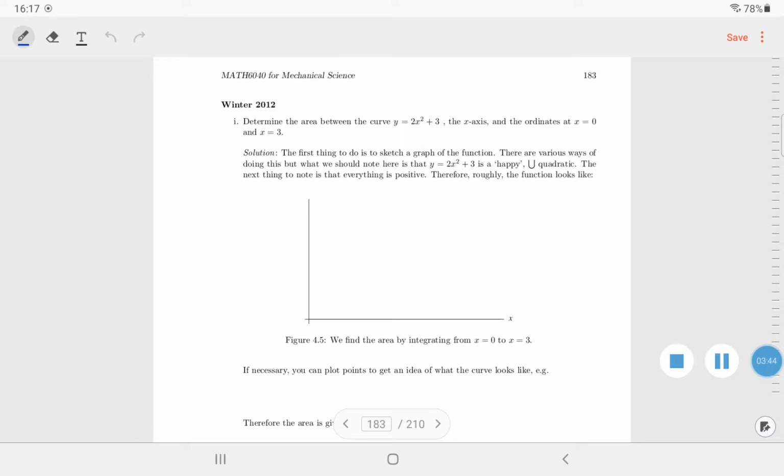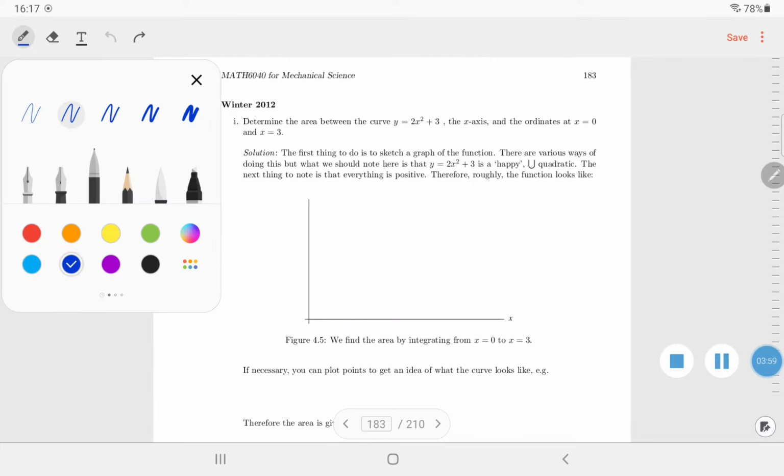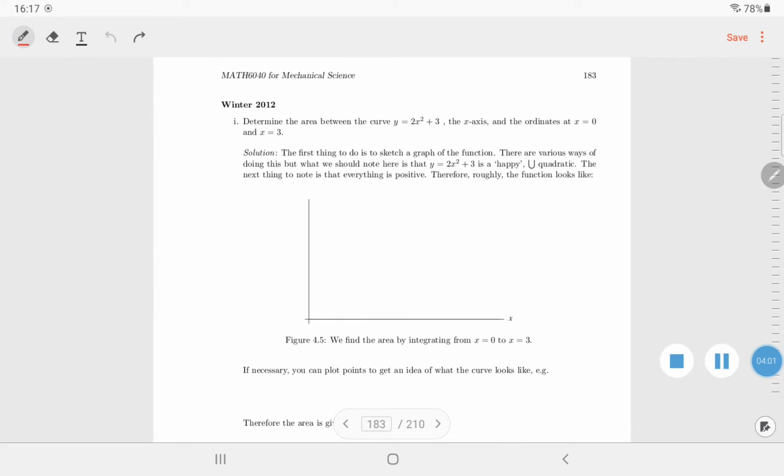So I can actually just go and do a rough plot of this. We're looking at the area between the curve 2x squared plus 3, the x-axis, and x equals 0 and x equals 3. So I know it looks something like this. Although, do you know what? I do know the rough shape of these, but I think it actually makes more sense to plot the points. Normally I wouldn't, because I know roughly what it looks like, but here I'm trying to calculate something in particular. So maybe we'll plot the points.